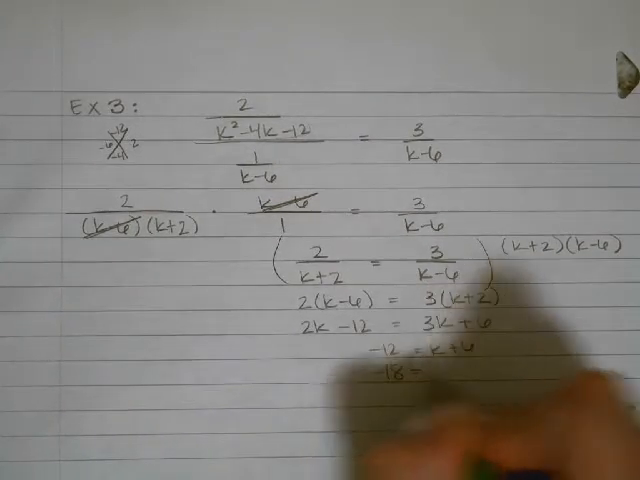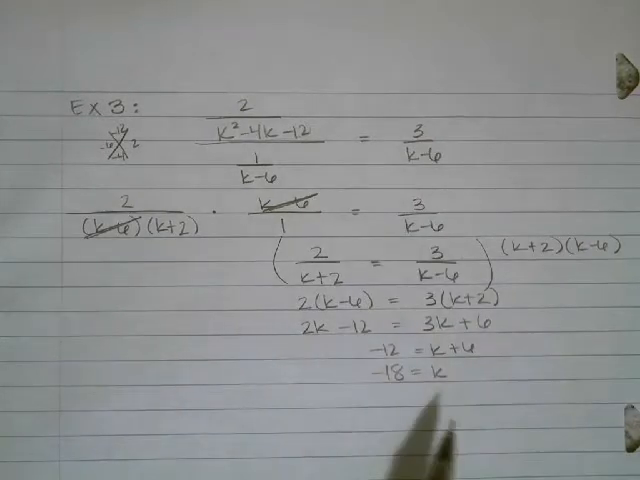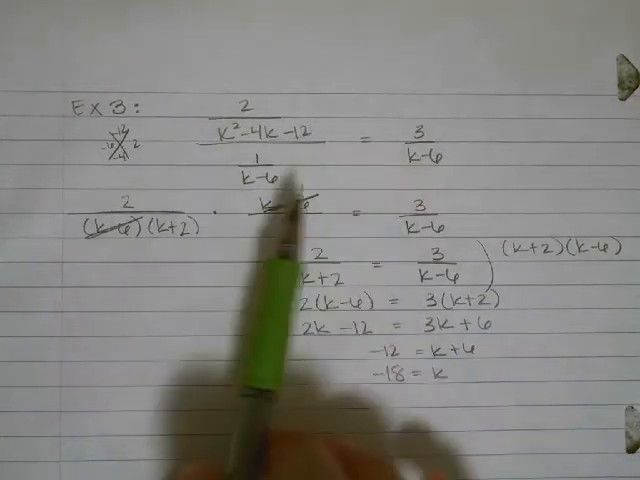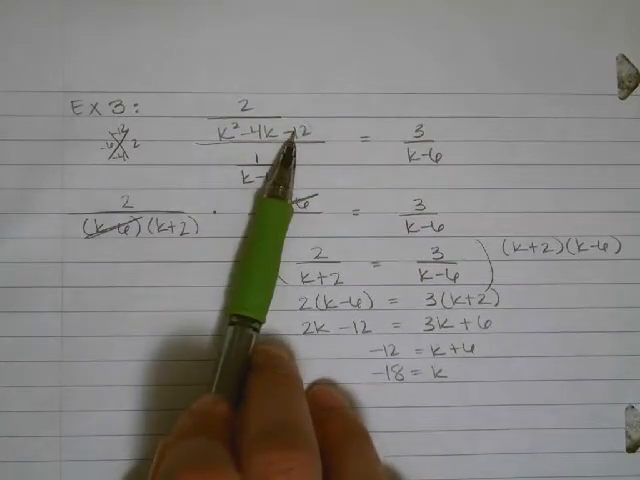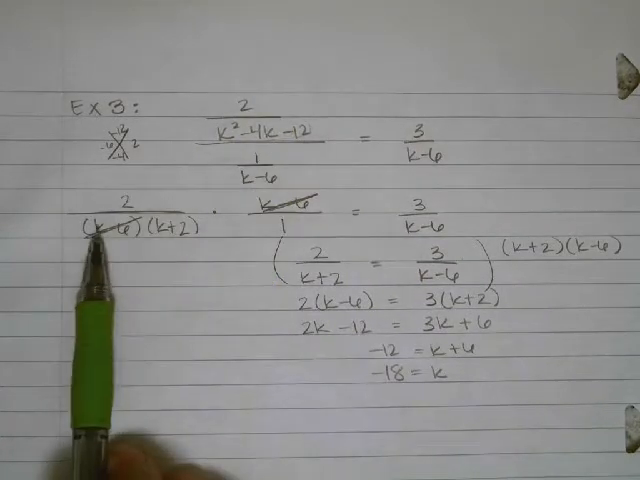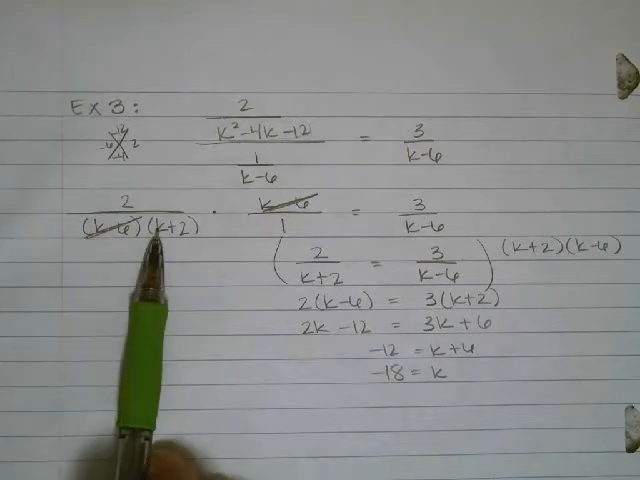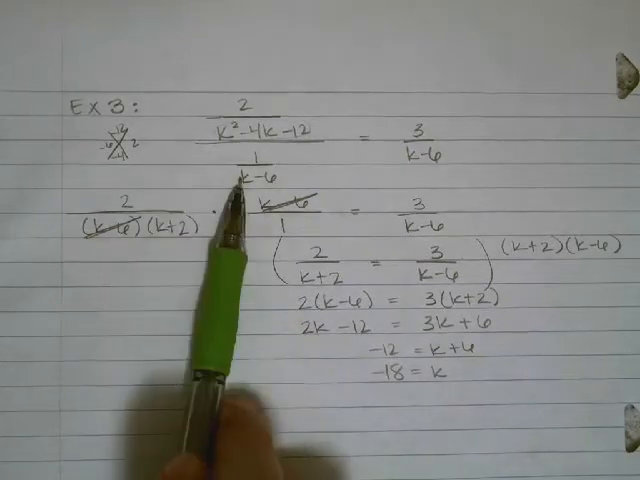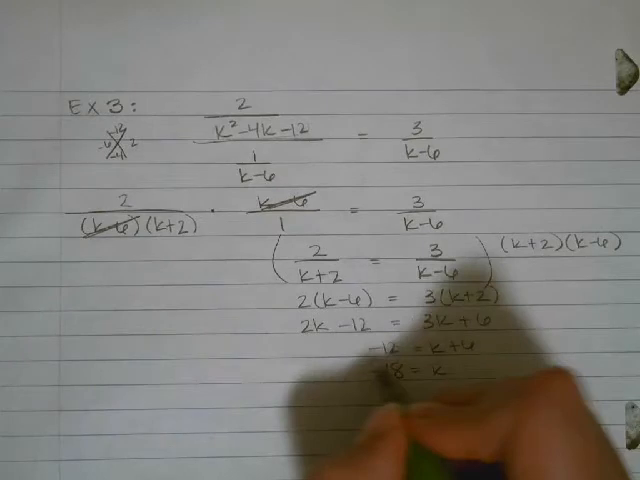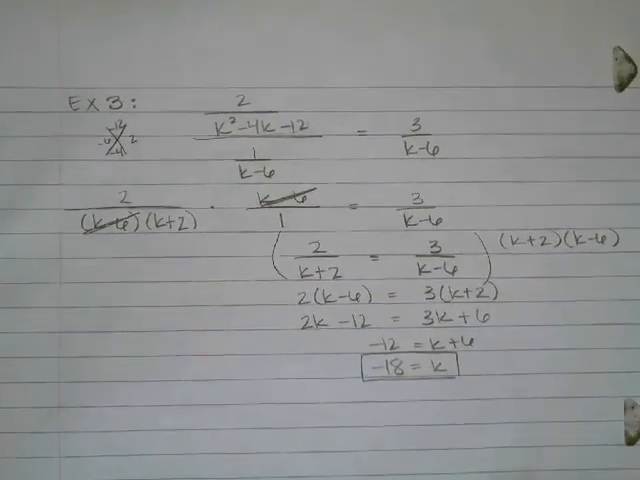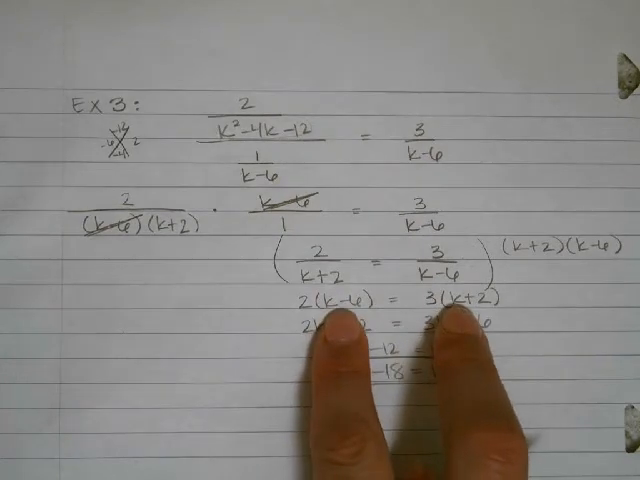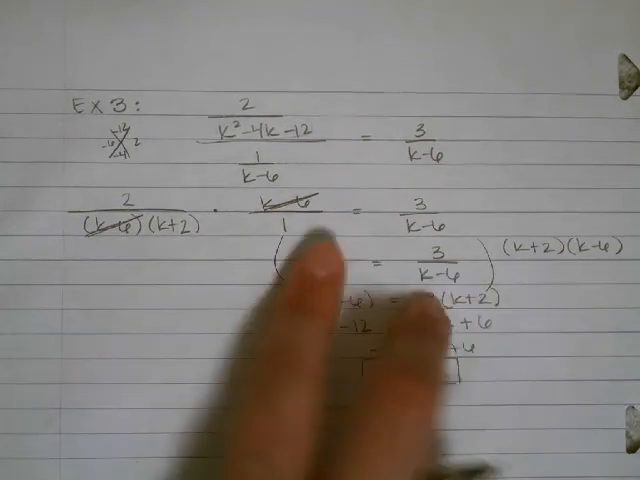Negative 18 equals k. And then I just need to go back and make sure it's good in all my denominators. This was k plus 2 and k minus 6. So if I think about plugging in negative 18 there, I'm good. If I plug it in here, I'm good. If I plug it in there, I'm okay. If I plug it in there, I'm okay. So k equals negative 18. And if you notice, this is actually exactly what you get when you cross multiply. See that?